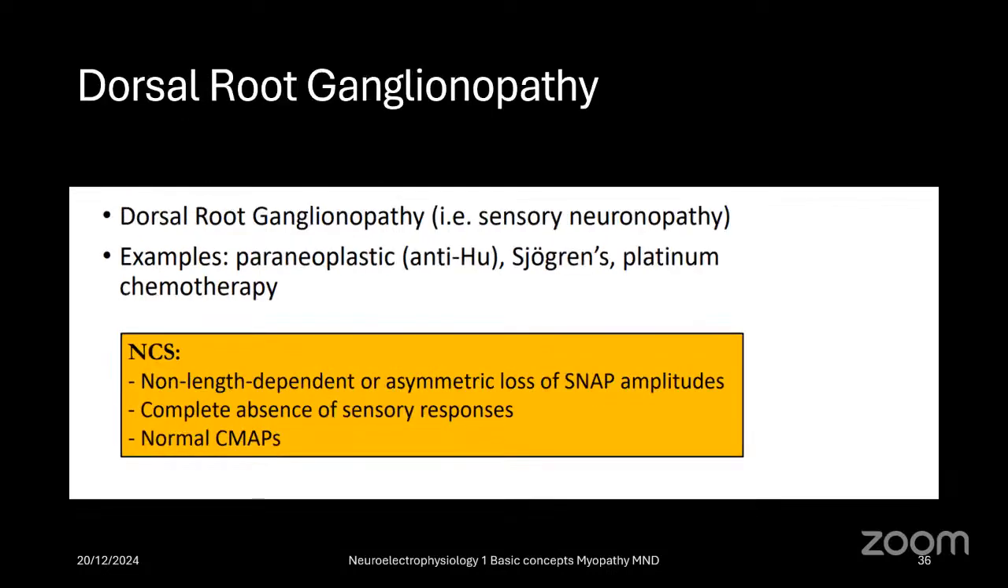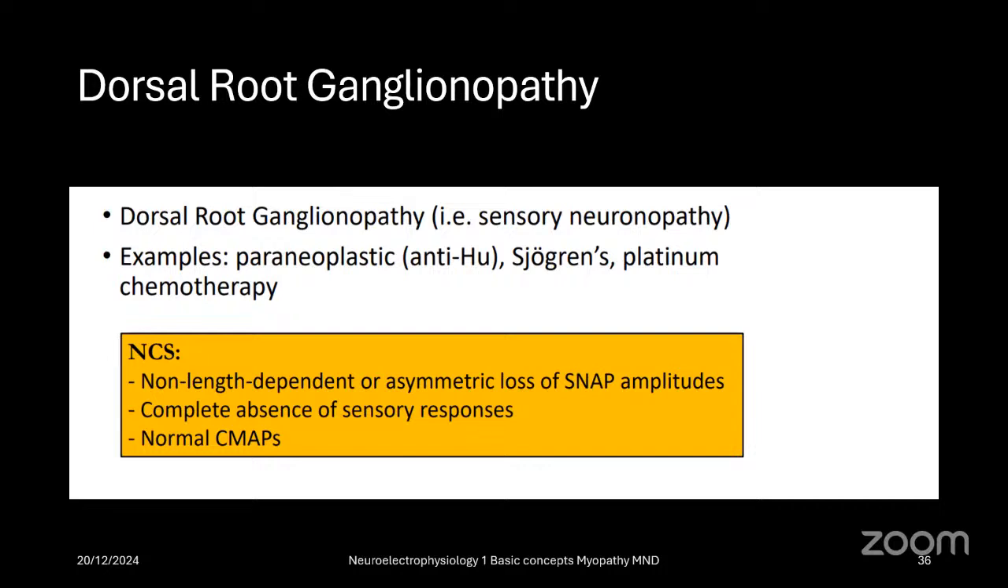So what happens in ganglionopathy? Dorsal root ganglionopathy is very commonly seen as a paraneoplastic syndrome, and it is called neuronopathy, sensory neuronopathy. The paraneoplastic anti-Hu, Sjogren's, platinum chemotherapy, these all cause dorsal root ganglionopathy. Non-length dependent or asymmetric loss of SNAP amplitude, complete absence of sensory responses, and normal CMAPs. You see no sensory response but normal CMAP, we have to think of dorsal root ganglionopathy.